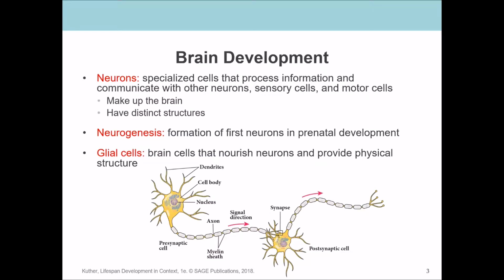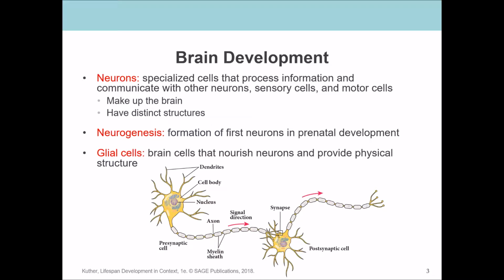So your brain is comprised of billions of neurons, these specialized cells that process information and communicate with each other. You can see a picture of neurons at the bottom of your screen. There are just two neurons here. But don't think of these like chains. It's not just one neuron to another, but think of it like a network, that one neuron connects with many other neurons.